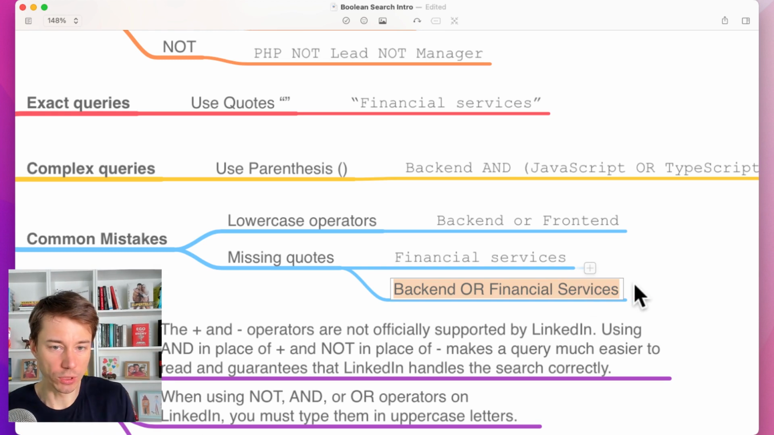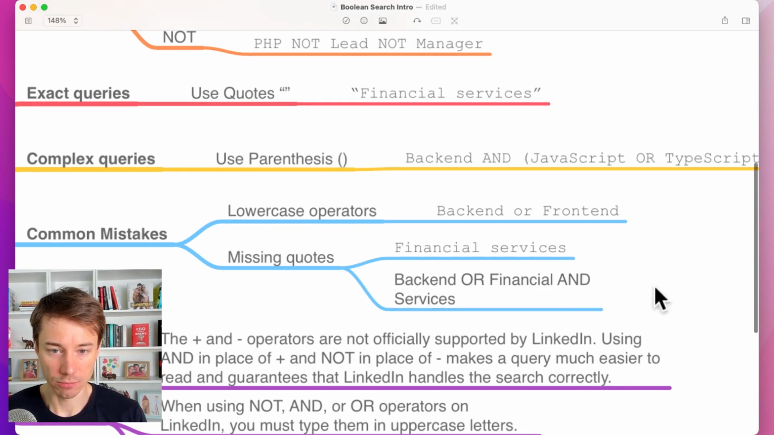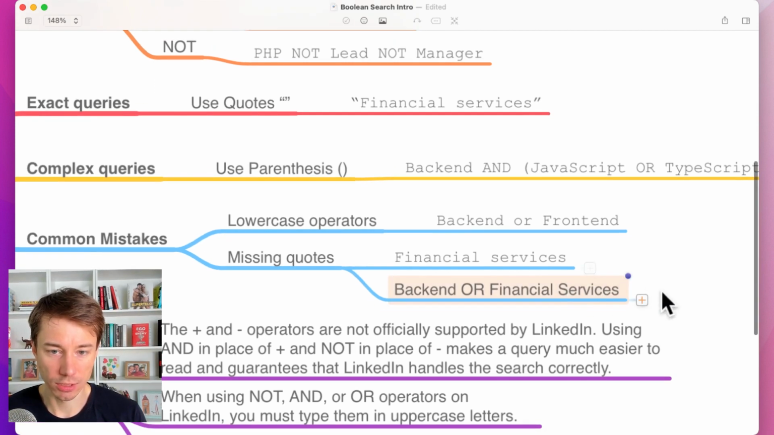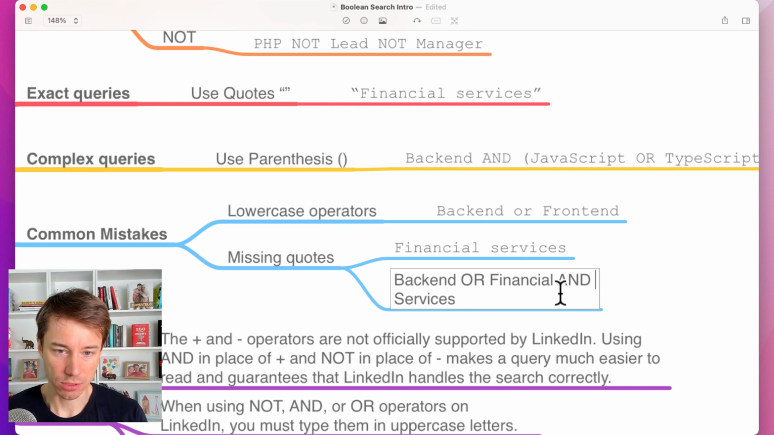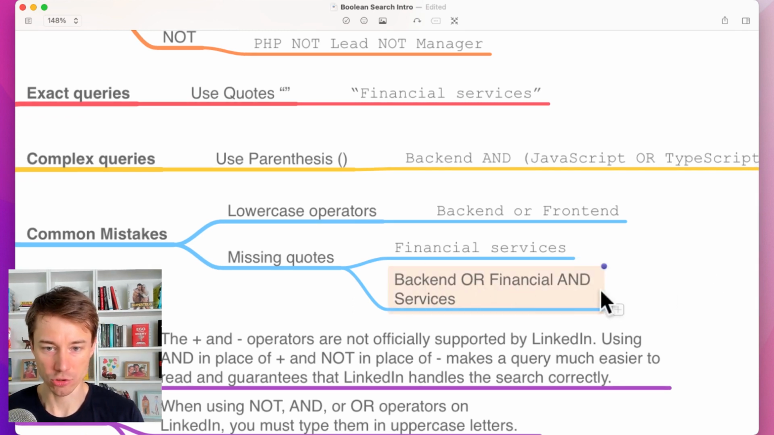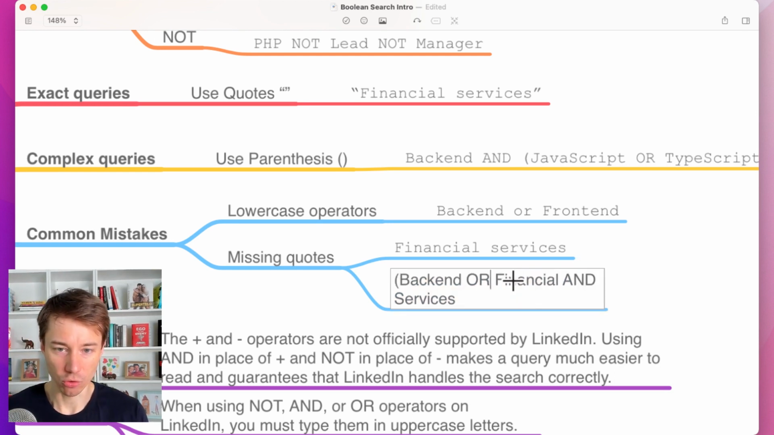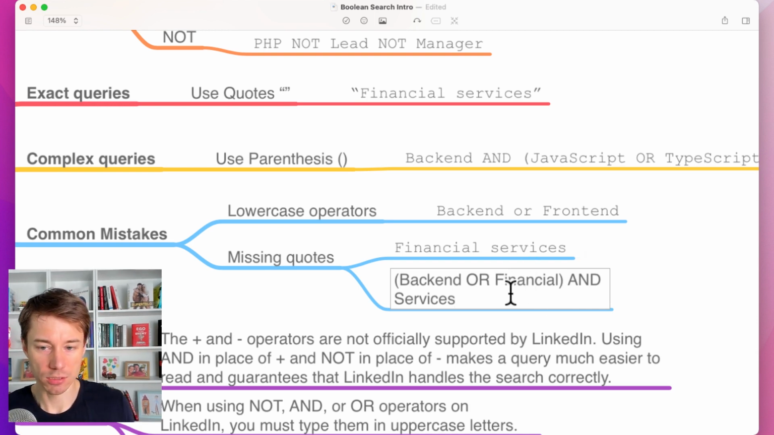I mean, we may assume, but we are not 100% sure how LinkedIn would interpret this, because essentially LinkedIn would automatically assign the keyword and between these two words, because that's what LinkedIn does by default if you don't put any Boolean operator. So you would have financial and services, so backend or financial and services. But then how would LinkedIn interpret it? Would it interpret it as backend or financial and services? In that case, you may see results with people who are either backend services or financial services, and that's not what you want, right?